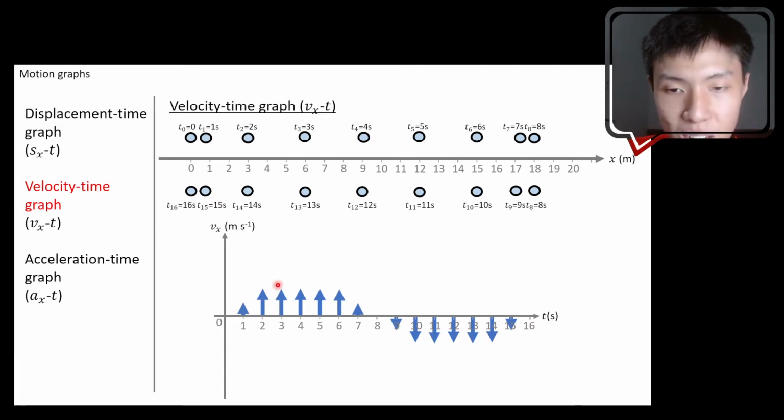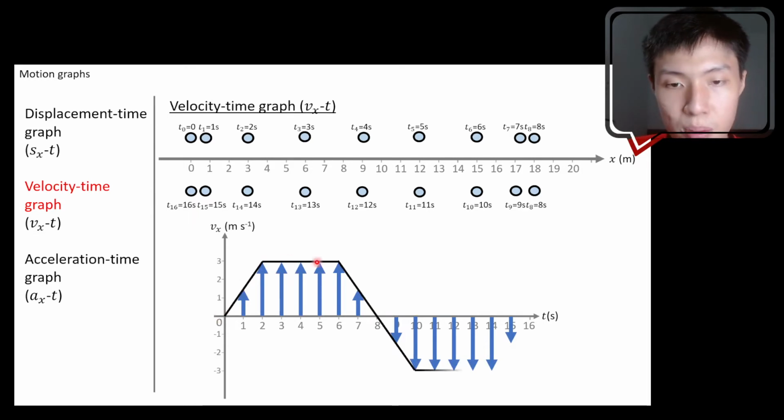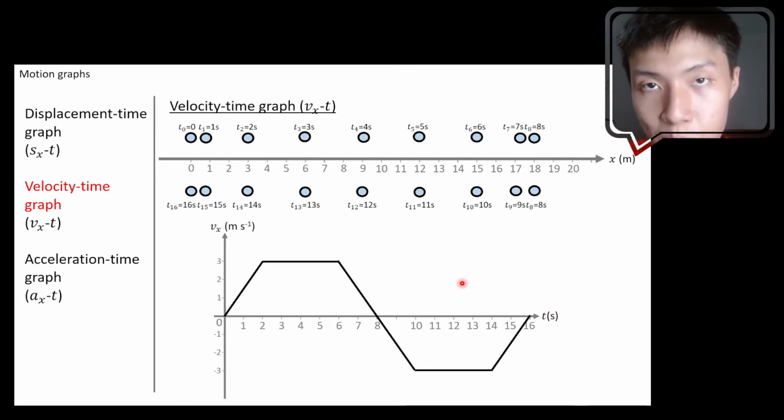But all of this is a bit too small. We have a large space over here. Let's lengthen our whole graph, something like this. So now you can see that the velocity time graph is actually just connecting the tips of the arrows. And here I have my velocity time graph.